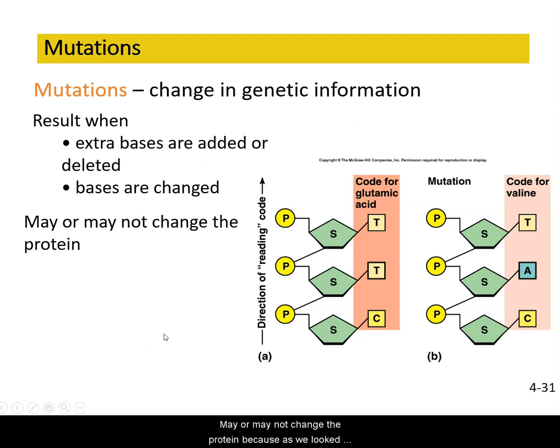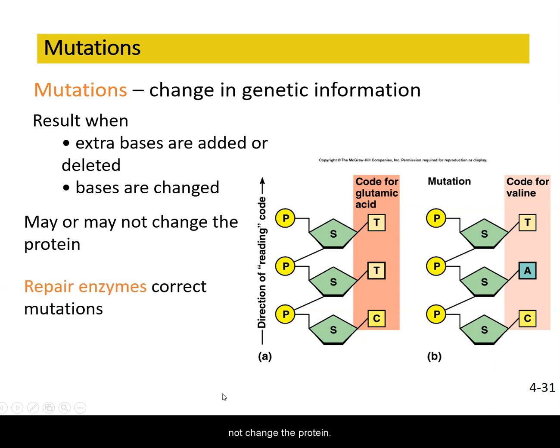A mutation may or may not change the protein, because as we looked at that codon chart, there were sometimes up to 4 different codons that coded for a particular amino acid. So a single mutation or 2 may not change the protein significantly or change the code significantly. So it may or may not change the protein.